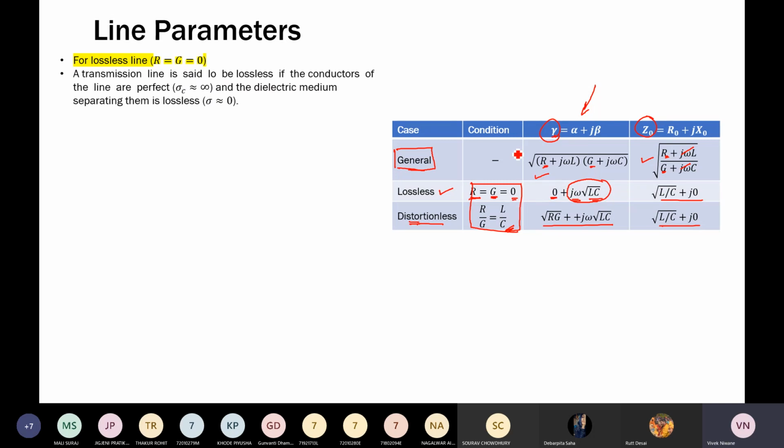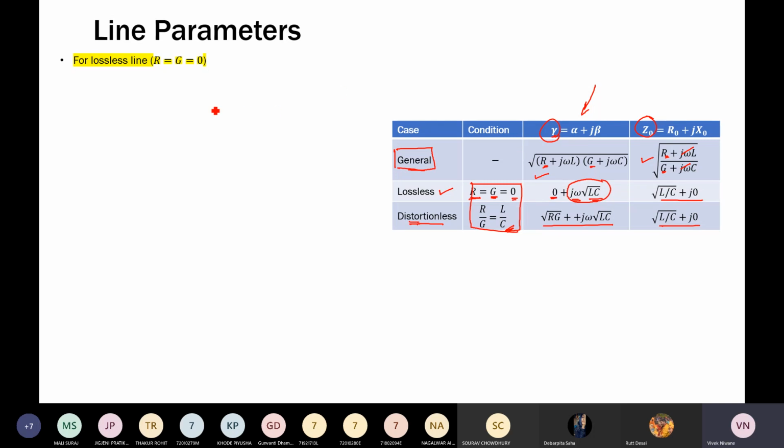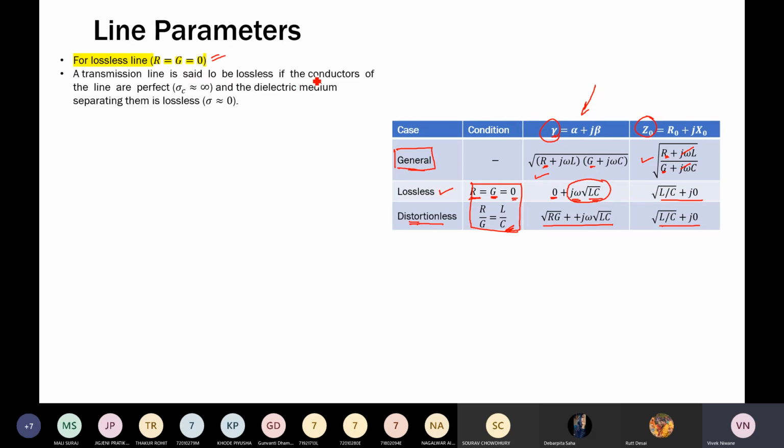So we do have for a lossless line, R is equal to G is equal to 0. The transmission line is said to be lossless if the conductors of the lines are perfect, that is conduction current is infinite, and the dielectric medium separating them is lossless. The conductivity sigma of the dielectric medium is always 0, a perfect dielectric material. Therefore alpha is equal to 0, gamma is equal to j beta or j omega root LC, and Z is equal to Z0 is equal to under root L upon C.